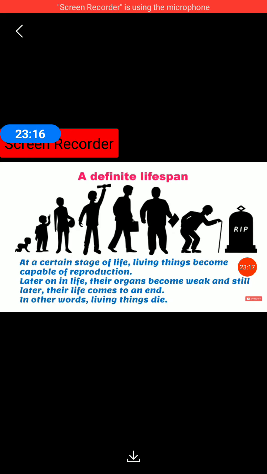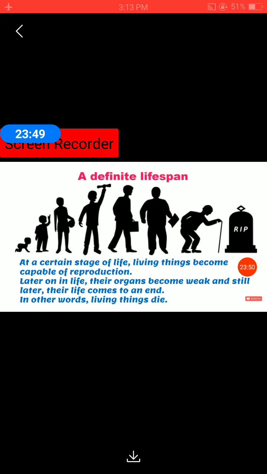Now every living thing has a definite lifespan. Obviously, can you see in the first picture there is a small baby. The baby has grown into a student, then an adult. Then what does he do? He starts studying, then doing a job, and at a certain age he becomes old, and at the last the person dies. So at a certain stage of life, living things become capable of reproduction, right?